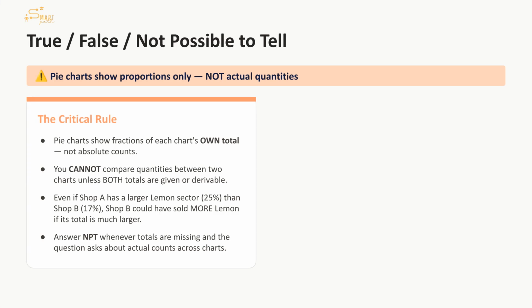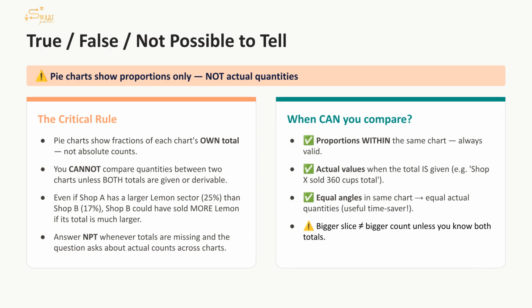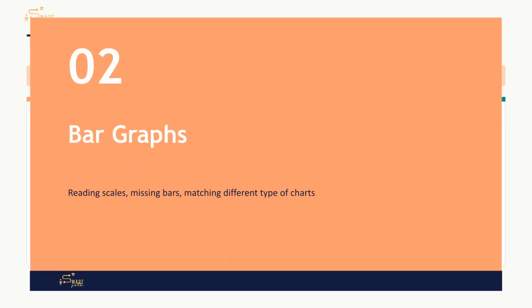Many students find the true, false, or not possible to tell question type tricky. The key concept to grasp here is that pie charts show proportions only, not actual quantities. You cannot compare absolute counts between charts unless both totals are known. Remember that a bigger slice does not mean a bigger count unless you know both totals. You can only compare actual values across charts if the total is given or derivable.